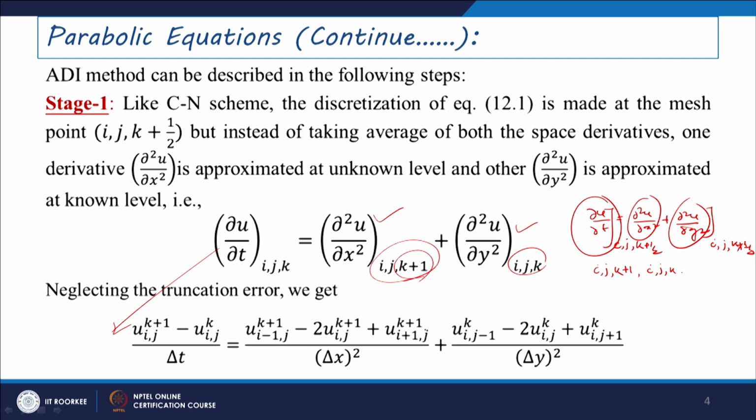So, it can be written as u_(i-1)j^(k+1) minus 2 u_ij^(k+1) plus u_(i+1)j^(k+1) by del x square, plus this space coordinate in the y direction at kth level here, that can be written as u_i(j-1)^k minus 2 u_ij^k plus u_i(j+1)^k divided by del y square here.